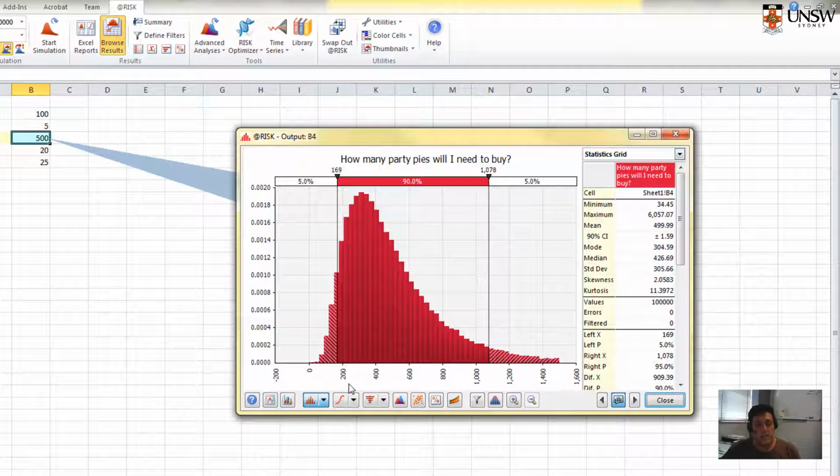we're looking at here. So this says that instead of the previous number of 500 party pies I might need to buy, we could think about the likelihood of needing to buy or people consuming certain numbers of party pies.